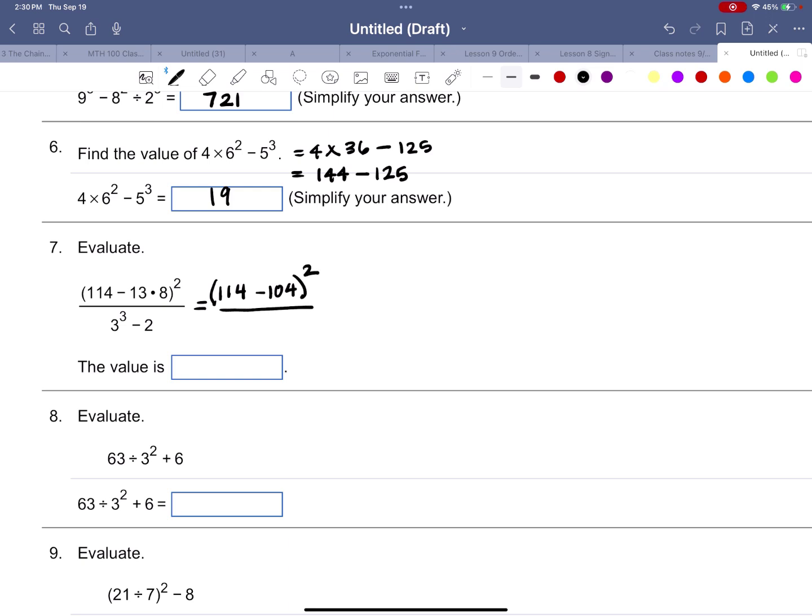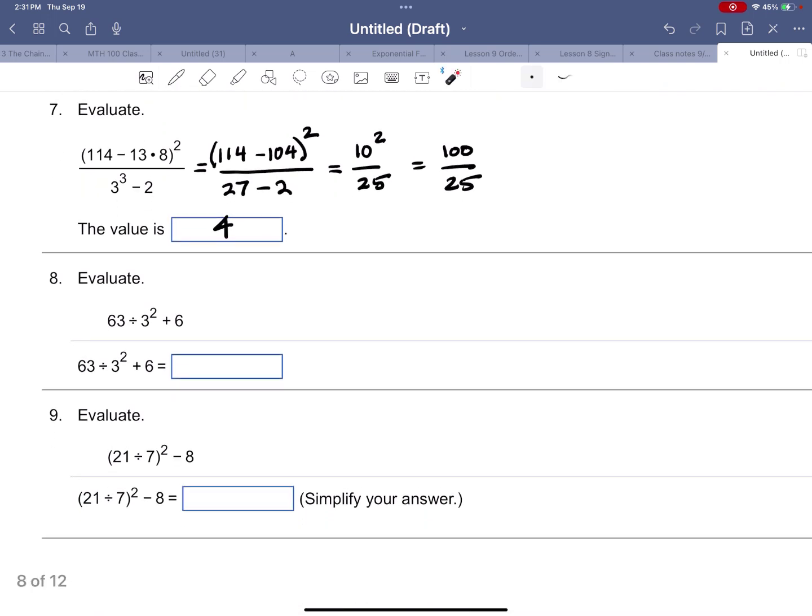All of that is divided by 27 minus 2. Remember, we're going to do the division last. That's like a grouping symbol that says do everything on top, do everything on bottom, divide last. So that gives me a 10 squared over 25. 10 times 10 is 100. Divided by 25. Final answer is 4.